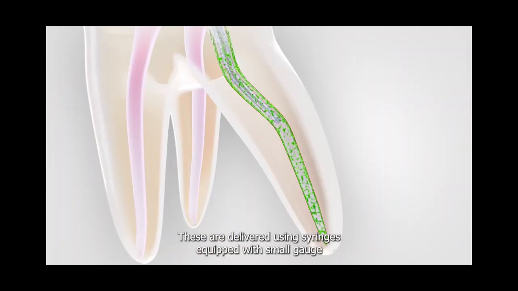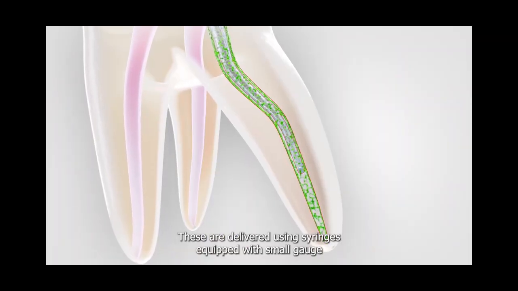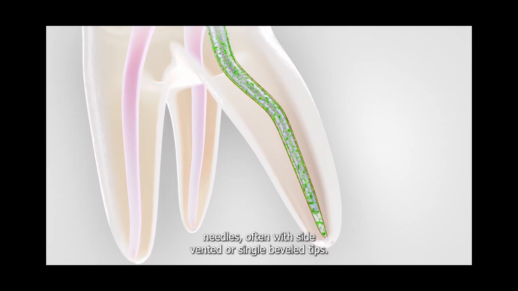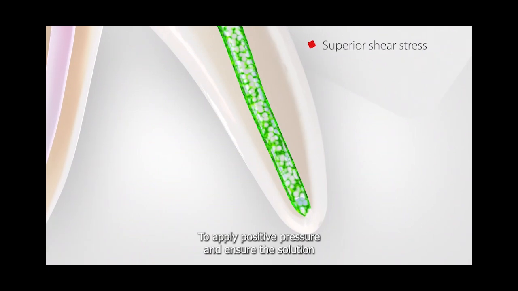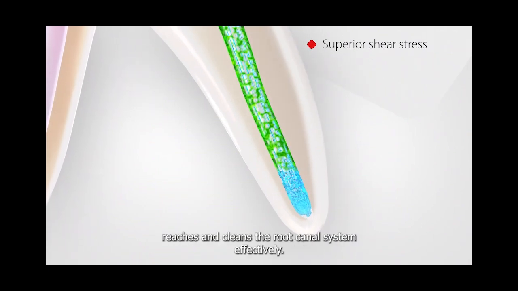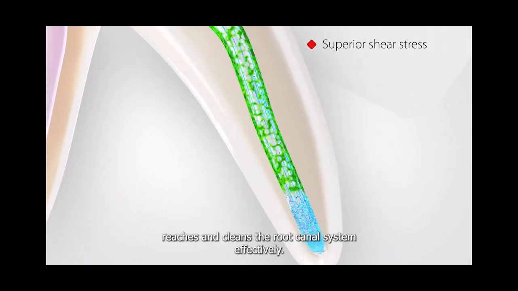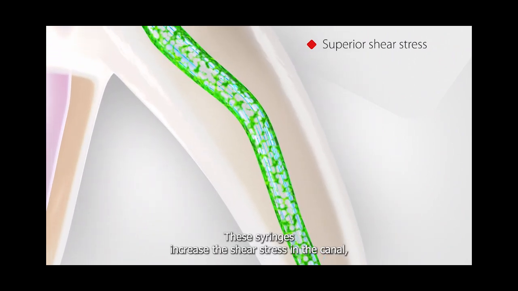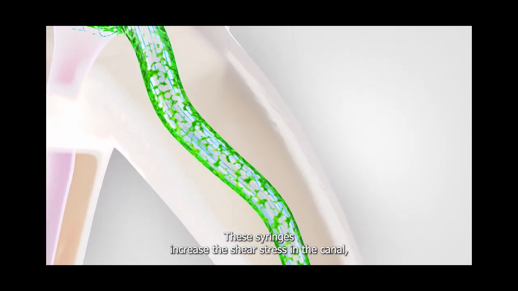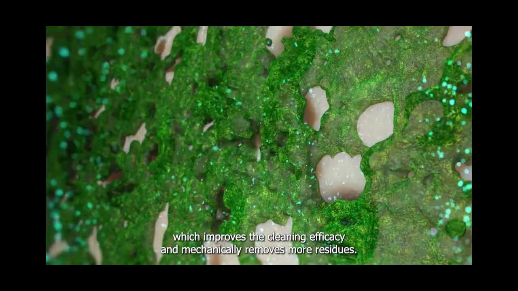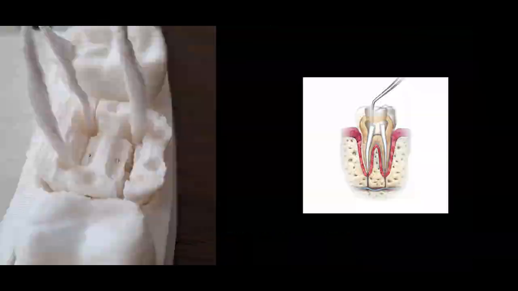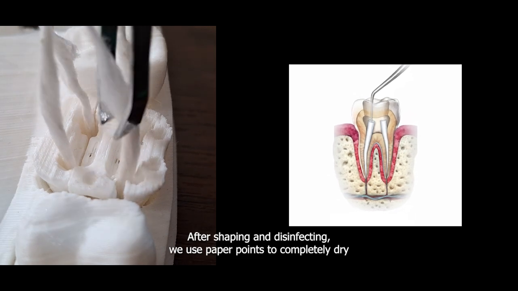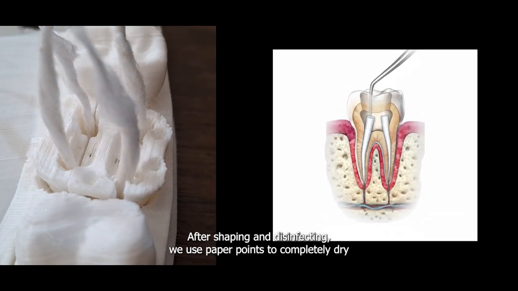These are delivered using syringes equipped with small gauge needles, often with side-vented or single bevel tips, to apply positive pressure and ensure the solution reaches and cleans the root canal system effectively. These syringes increase the wall shear stress in the canal, which improves the cleaning efficacy and mechanically removes more residues. After shaping and disinfecting, we use paper points to completely dry the canals before filling.